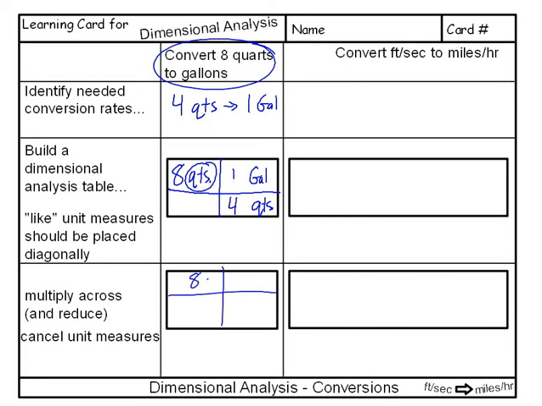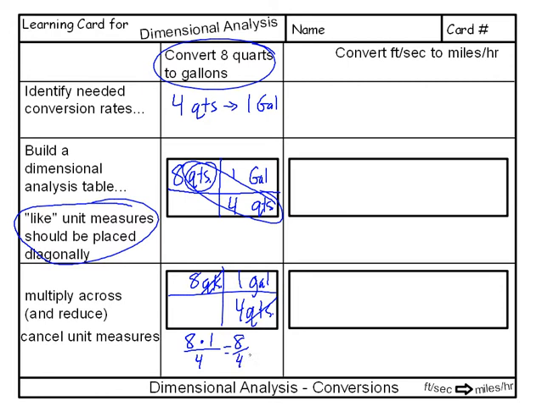Okay, just redrawing this. Quarts, 1 gallon, and 4 quarts. Same thing. I just want to show you a little bit of this. So the critical thing here was that like units of measure had to be placed diagonally. All right. Now we can multiply across and cancel out some units of measure. The quarts are going to cancel out with the quarts, and that's what we want, just plain gallons. And I end up with 8 times 1 over 4, or 8 over 4, which is 2 gallons. All right, and that's it.